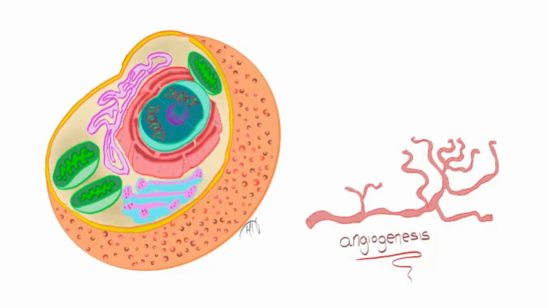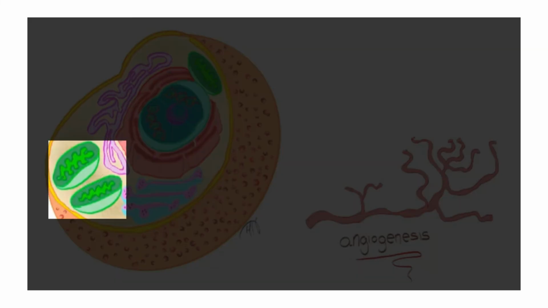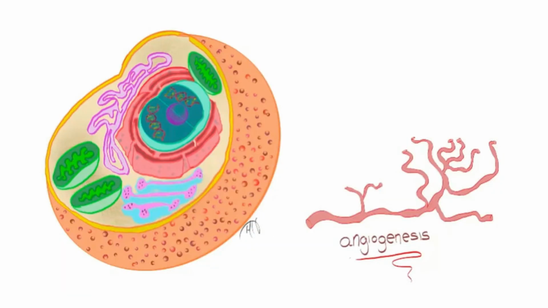So just to reiterate, our cells have mitochondria, which we see right here. And the mitochondria produce ATP. Some individuals have more mitochondria than others. There's nothing we can do about it, but regular endurance exercise, aerobic exercise, can make those mitochondria more efficient.